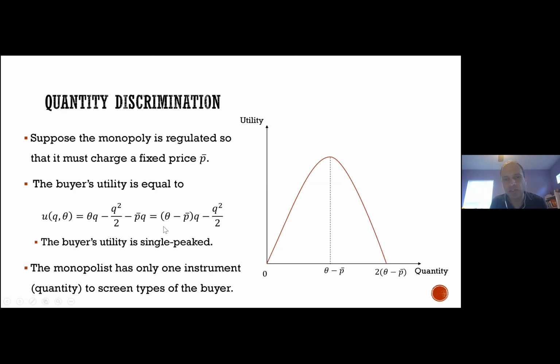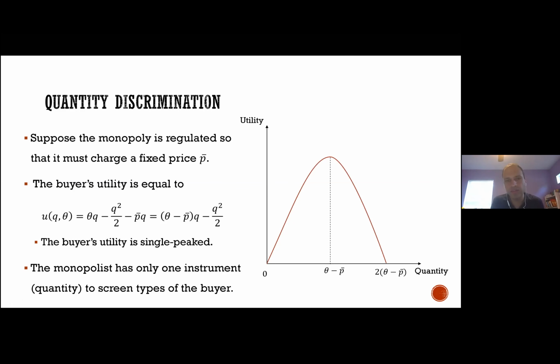And so the buyer's utility, if you just do a little bit of algebra, is equal to this expression over here, which happens to be single peaked. So if the monopoly is regulated, the buyer's preferences are going to be single peaked. Now, what difference does this make from a situation where you allow the monopoly to charge any transfer payment versus a situation where the monopoly is regulated and can only charge a fixed price?